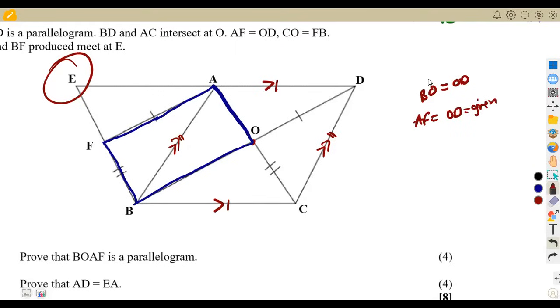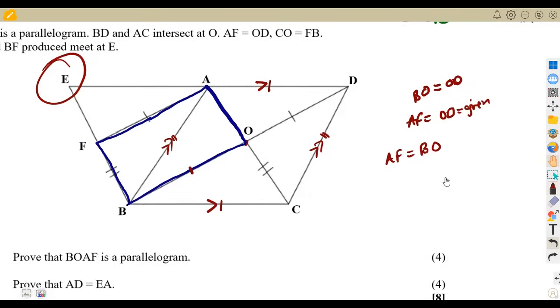So if it is that manner, it means AF and BO are equal. All right, so AF is going to be equal to BO in that case. This one and this one will be equal. So remember, these are the properties of what? Of a parallelogram, all right?